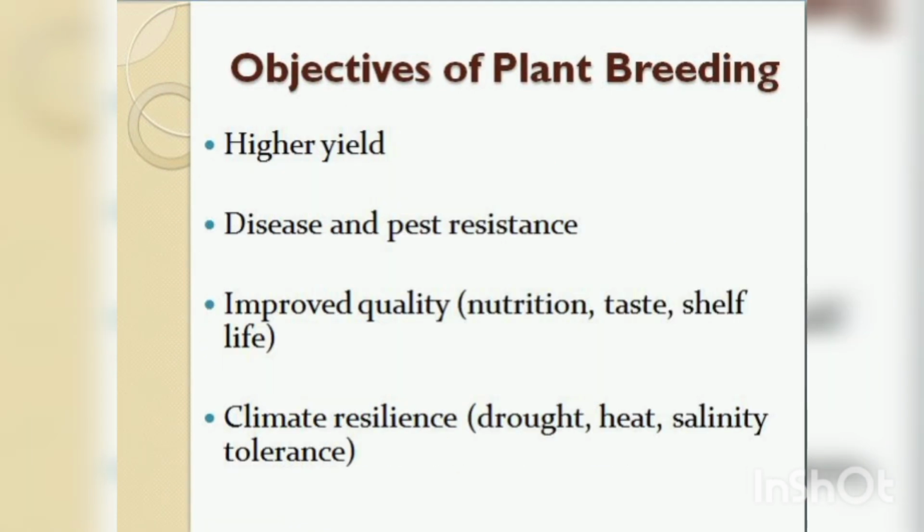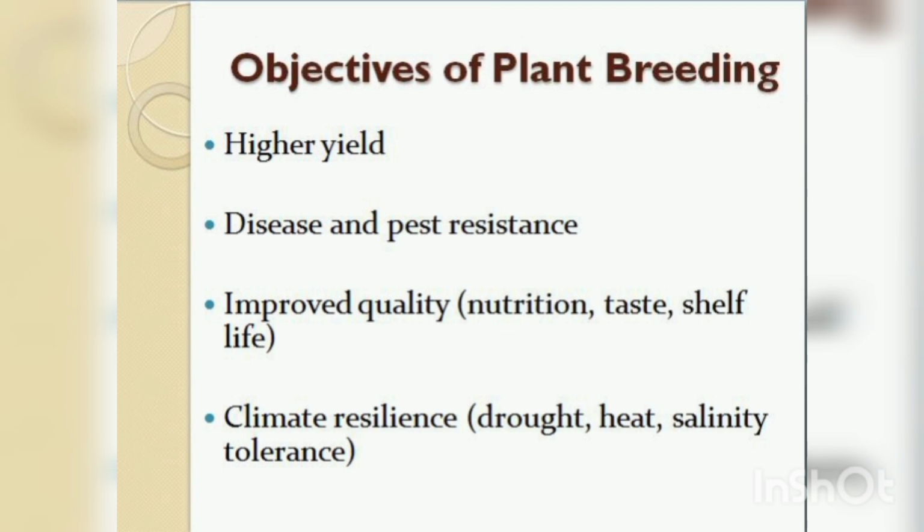Objectives of plant breeding. The main goal of plant breeding is to improve crops in several ways. 1. Higher yield. One of the biggest challenges in agriculture is increasing food production. Through plant breeding, we can develop high-yielding varieties that produce more food per hectare.